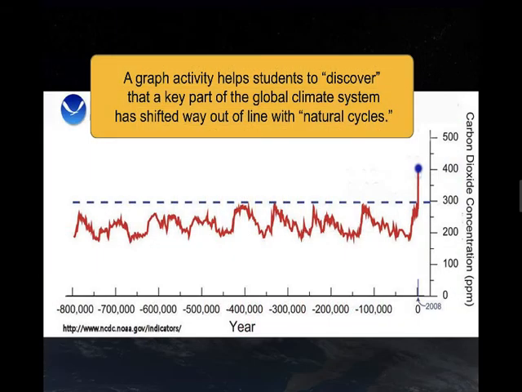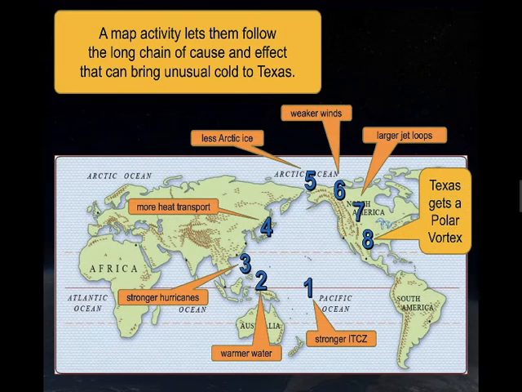We give students a graph activity to help them discover that indeed there have been 100,000-year natural cycles of temperature. But a key part of the global climate system has been pushed way out of line with natural cycles within the last couple hundred years.